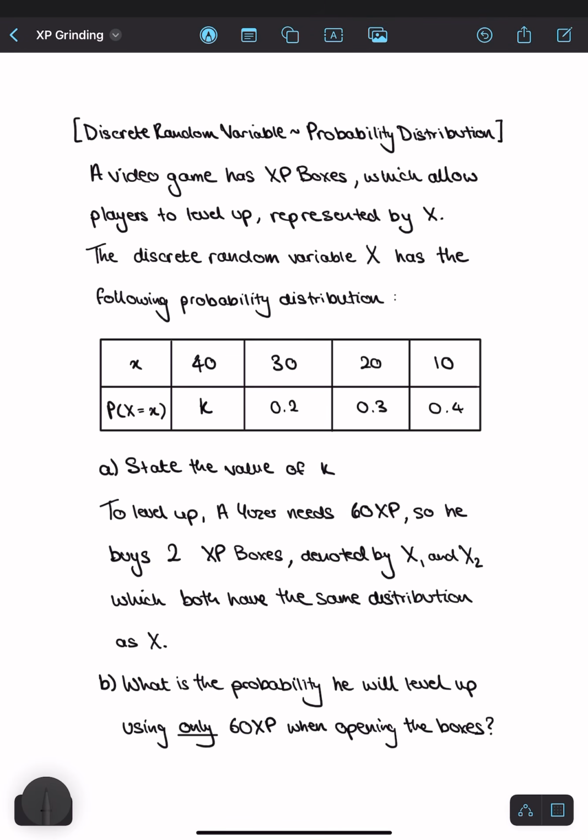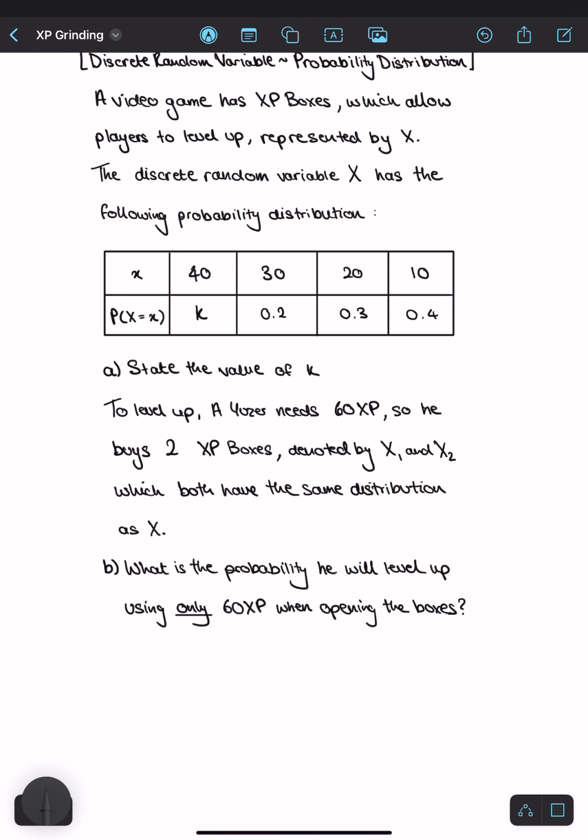These types of probability distribution questions stump a lot of people, but I'm going to show you how to logic your way through one version of these questions. A video game has XP boxes, which allow players to level up, represented by X. The discrete random variable X has the following distribution. State the value of K.